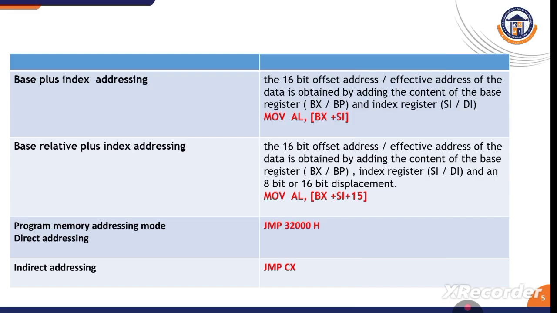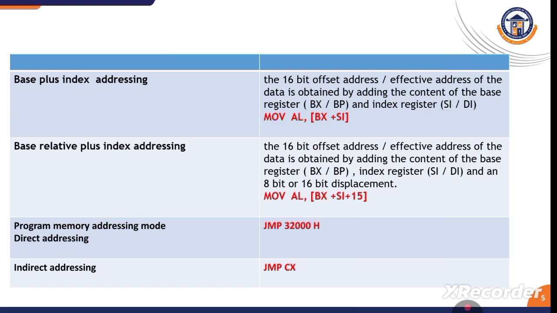Next, base relative plus index addressing. The 16-bit offset address or effective address of the data is obtained by adding the content of the base register, BX or BP, and the index register, source index or destination index, with an 8-bit or 16-bit displacement. This is indicated by the example MOV AL, BX plus SI plus 15.